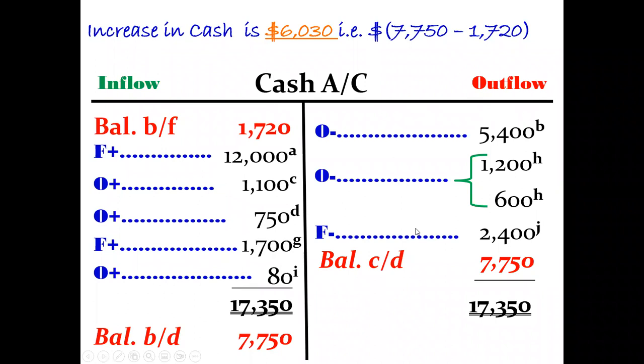So you notice the ones on the inflow side have a plus, cash coming in, and the ones on the outflow side have a minus, cash going out. So we're going to put all the operating activities together. We don't have any investing in this one. And all the financing together. So let me show you now how we will put it all together.